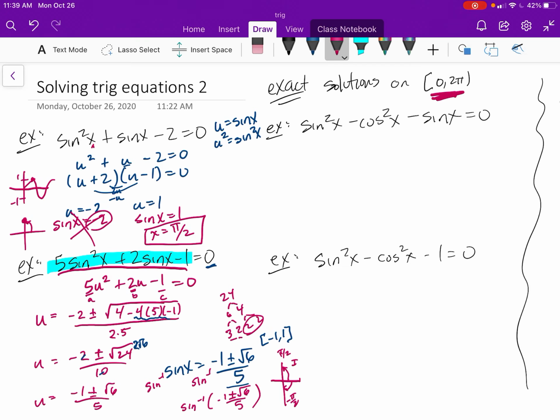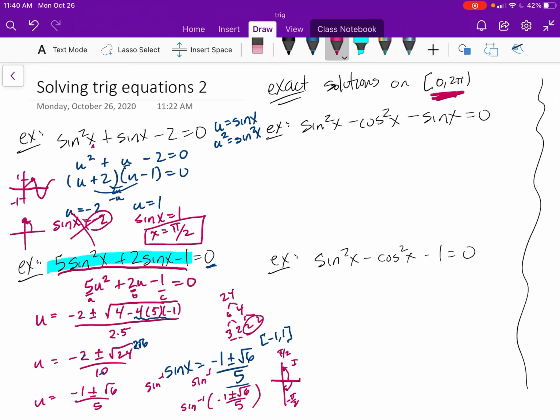Okay, these next two examples have sines and cosines. I want to include these because that's like having two variables, right? Like if I called sine x u, this would be u squared, and cosine squared would have to be v, so v squared minus u equals 0. I don't really know what to do with that. I have two variables, one equation, right? Dead end. Back to the drawing board. Use substitution? I don't know that that's the best idea.